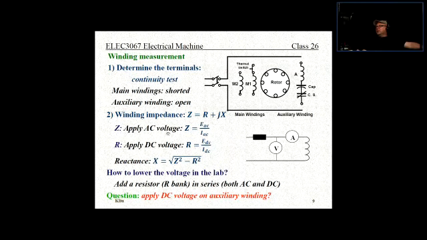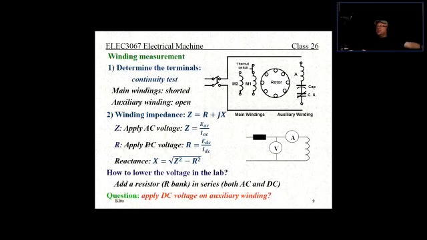We apply AC voltage, so Z is the impedance. It is going to equal whatever we have measured as AC voltage across the component, and whatever we measure as the AC current going through that component. That's going to give us the magnitude of the opposition, which would be the impedance, the combination of resistance and reactance.